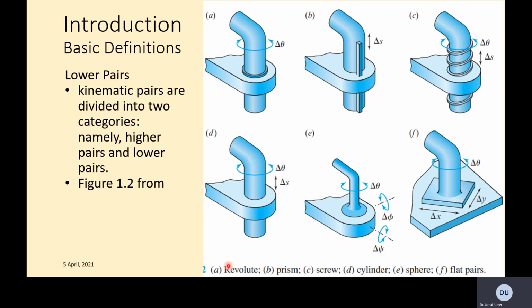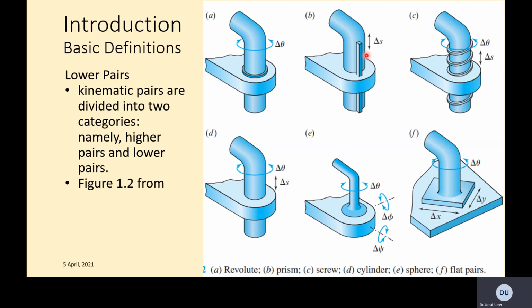All right, this is a very interesting diagram from Shigley for lower pairs. This is figure 1.2, so the first chapter, second diagram. Kinematic pairs are divided into two categories, namely higher and lower pairs. These are the examples, so try to understand nicely. In the first one, A, the parts are assembled in such a way that this can only rotate. So you just need an angle to explain its motion. This kind of joint is called a revolute pair, a lower pair.